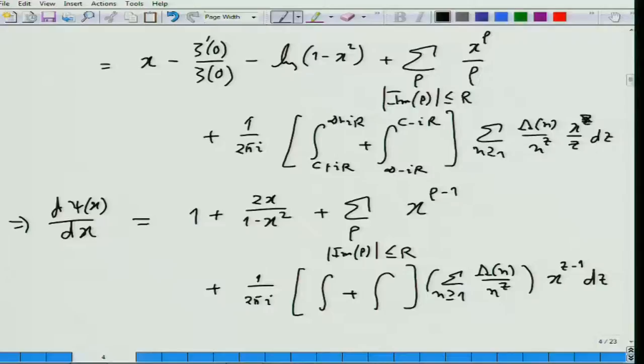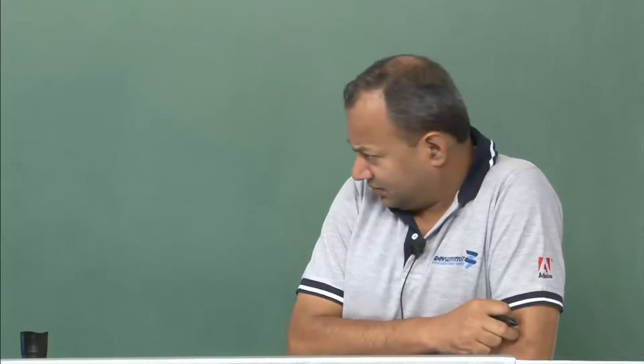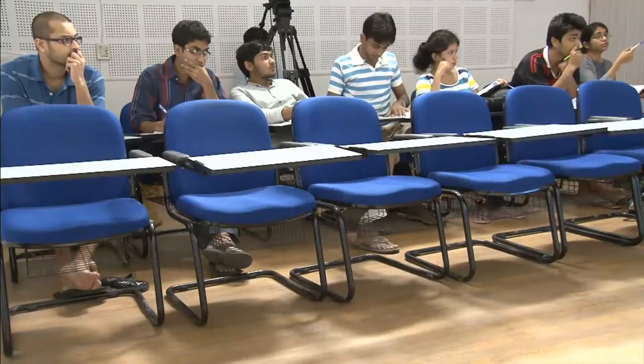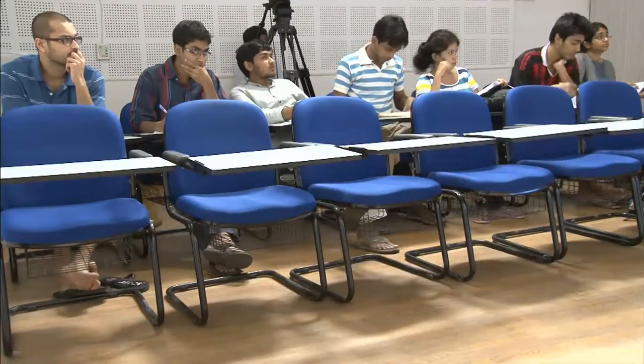Now what's the approximation? What's the error? So the error is this whole thing. It's 1 plus the error. So what's the error? 2x by 1 minus x squared. Yes. This one? Yeah. Oh, is it 1 over x squared? Okay.